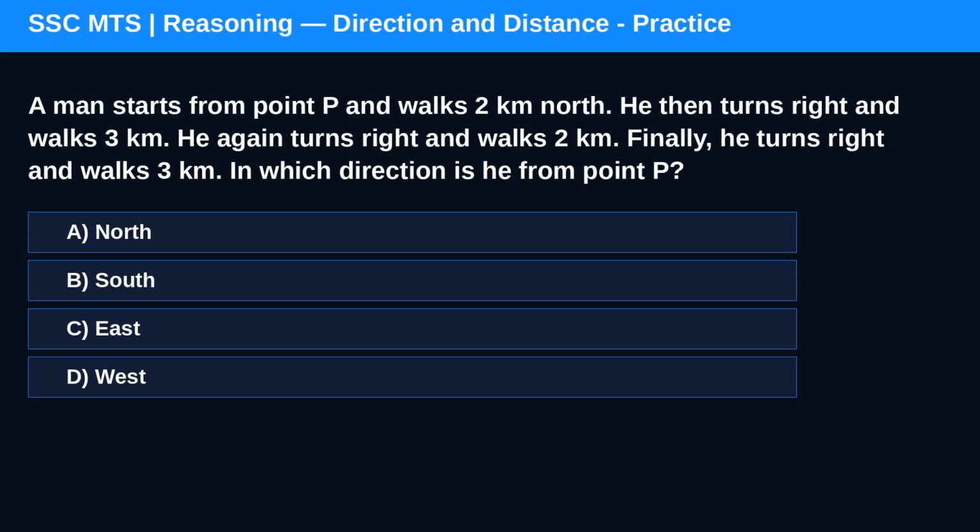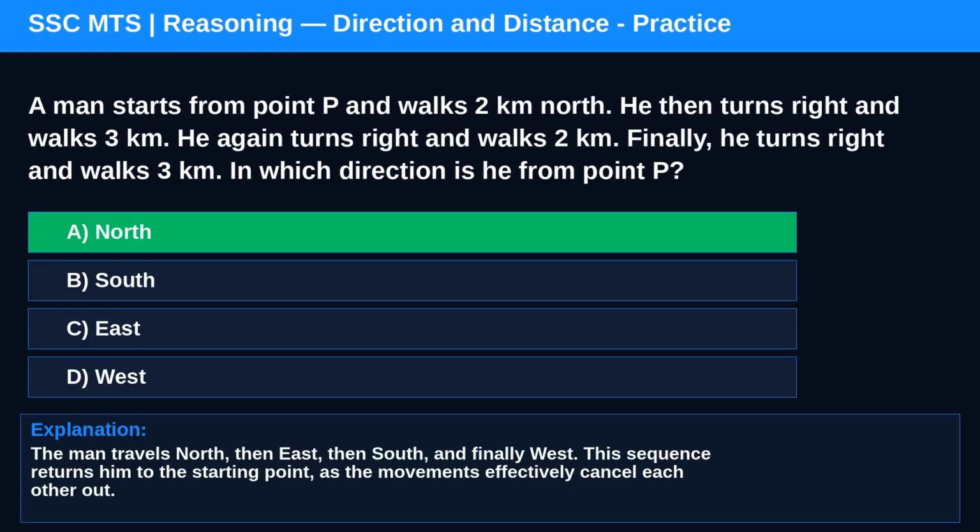Question 1. A man starts from point P and walks 2 km north. He then turns right and walks 3 km. He again turns right and walks 2 km. Finally, he turns right and walks 3 km. In which direction is he from point P? Option A north, option B south.